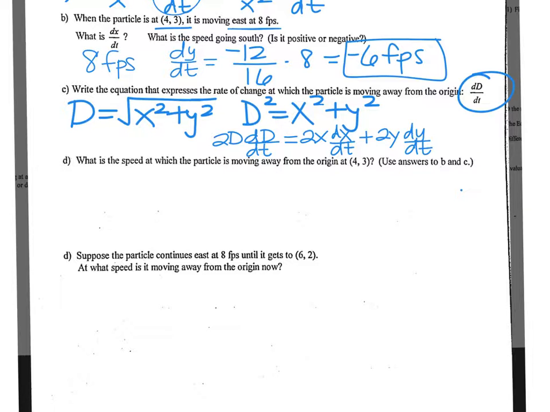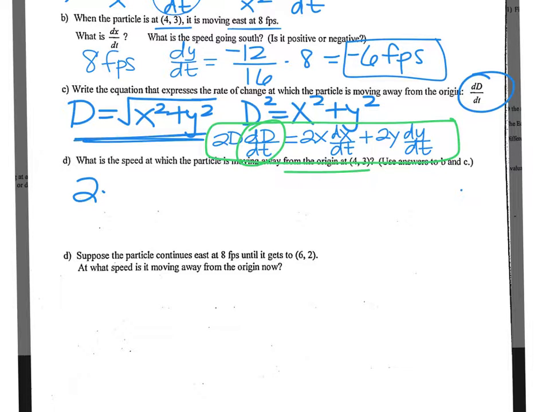Okay, so here we go. We need to take this right here. We've got to plug everything in. We're trying to find dd dt, right? What is the speed at which the particle is moving away from the origin? Trying to find the rate of change of d. So here we go. We're going to plug everything in. 2 times, so what would d be? Our point is still 4, 3. So go to here and plug it in.